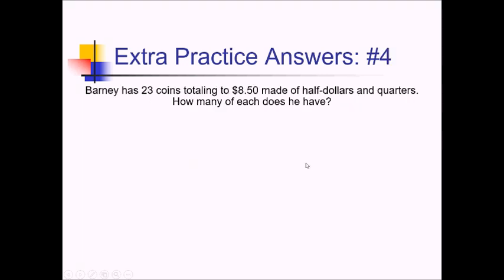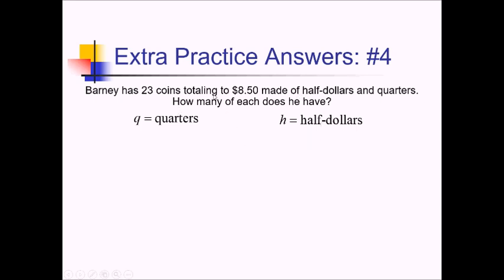For this problem, we have Barney, maybe not the dinosaur, I don't know, with 23 coins totaling $8.50, and this is comprised of half dollars and quarters. How many of each does Barney have? Let's set some variables equal to the things we're solving for. So for quarters, we'll let Q represent the number of quarters, and for half dollars, we'll use H. So this is the number of each type of coin.